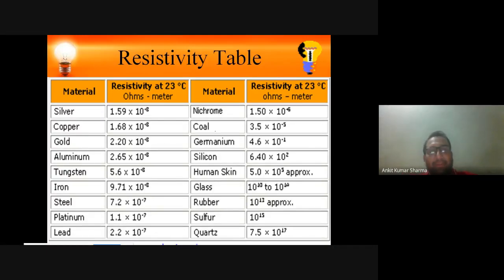This is the resistivity table, which varies according to the material of the conductor, like silver, copper, gold, aluminum, tungsten, iron, steel, platinum, lead. The resistivity at 23 degrees Celsius is given in ohm meter, and again nichrome, aluminum, silicon, and glass, rubber, sulfur, quartz. There are many materials along with their resistivity at 23 degrees Celsius, and you can see the resistivity varies according to the material of the conductor.